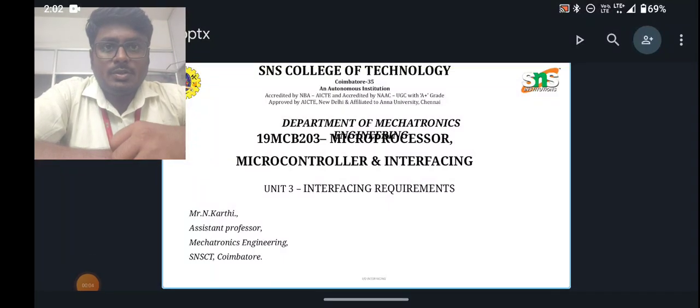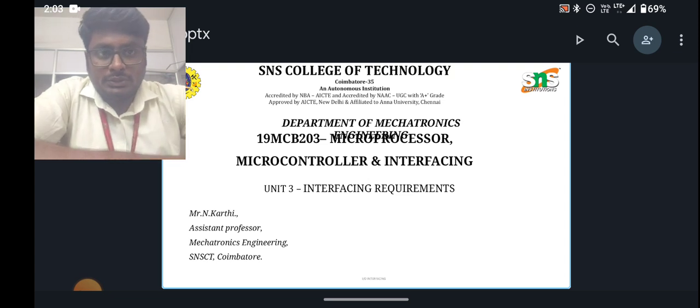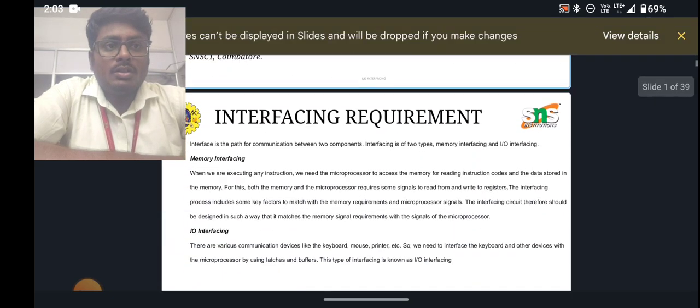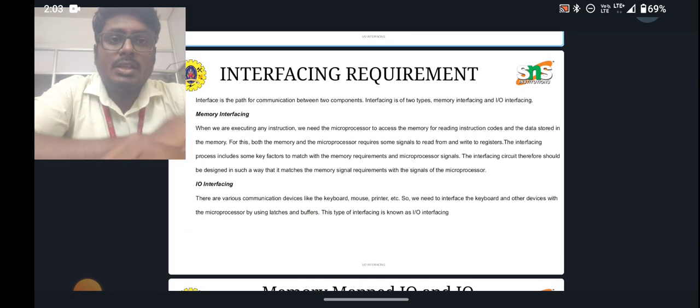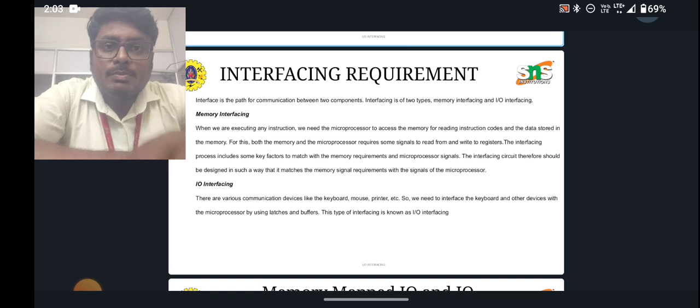Today we are going to see the topic of interfacing requirements for the microprocessor and microcontroller. What is the interfacing requirement? Interface is the part for communication between two components. Interfacing is of two types: memory interfacing and input-output interfacing.